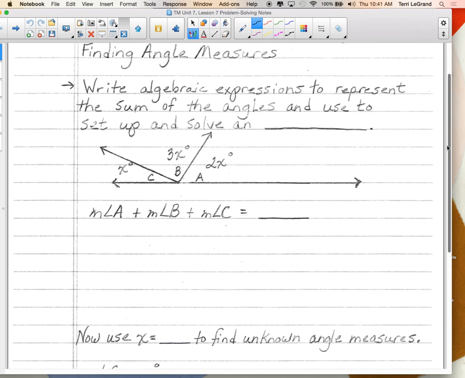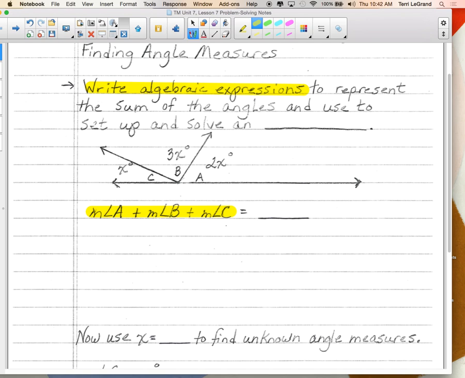So the first thing I have here is a fill in the blank for us. We are going to write algebraic expressions. Maybe you should circle, I'm going to highlight. That would be called an algebraic expression. We are going to write algebraic expressions to represent the sum of the angles.